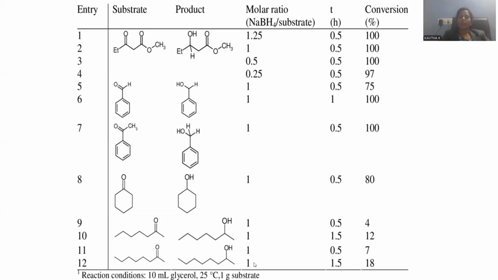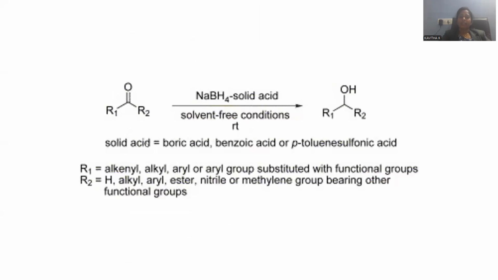This is the way sodium borohydride is able to reduce ketones and aldehydes as well. Here you can observe R1, R2, either symmetric or asymmetric ketone, taken as a starting material, can be treated with sodium borohydride and a solid acid. The reaction is accomplished under solvent-free conditions at room temperature. The reactant and the reagent are mixed without any solvent medium, and at room temperature itself the reaction is accomplished, giving a secondary alcohol as the product.